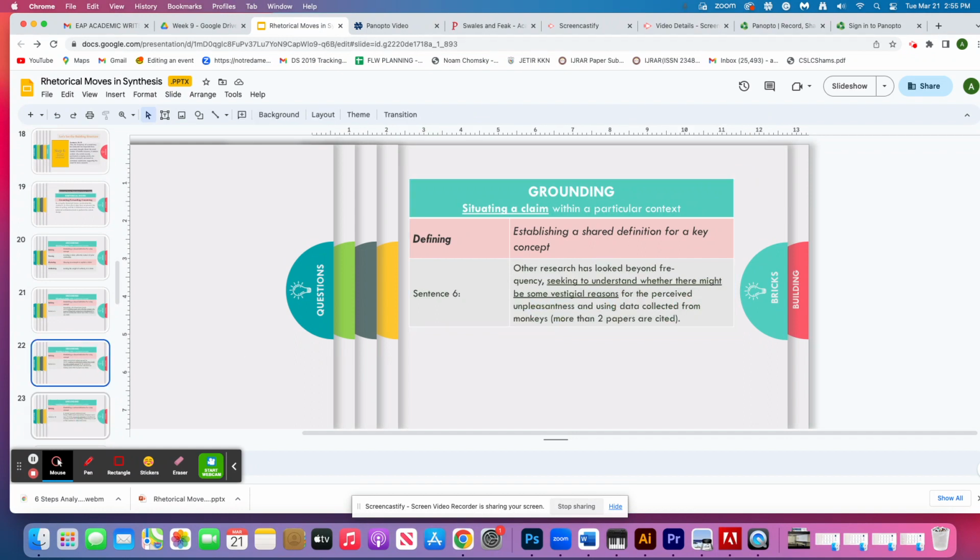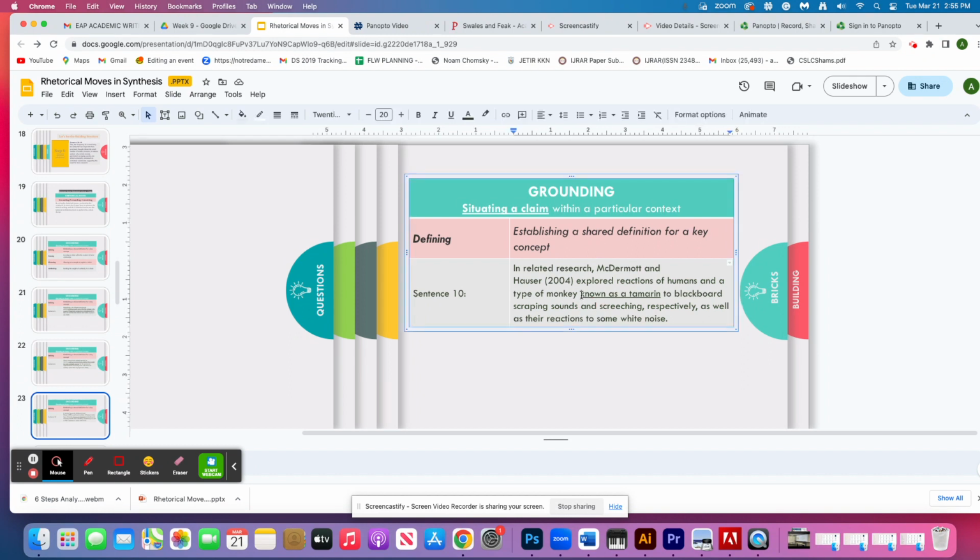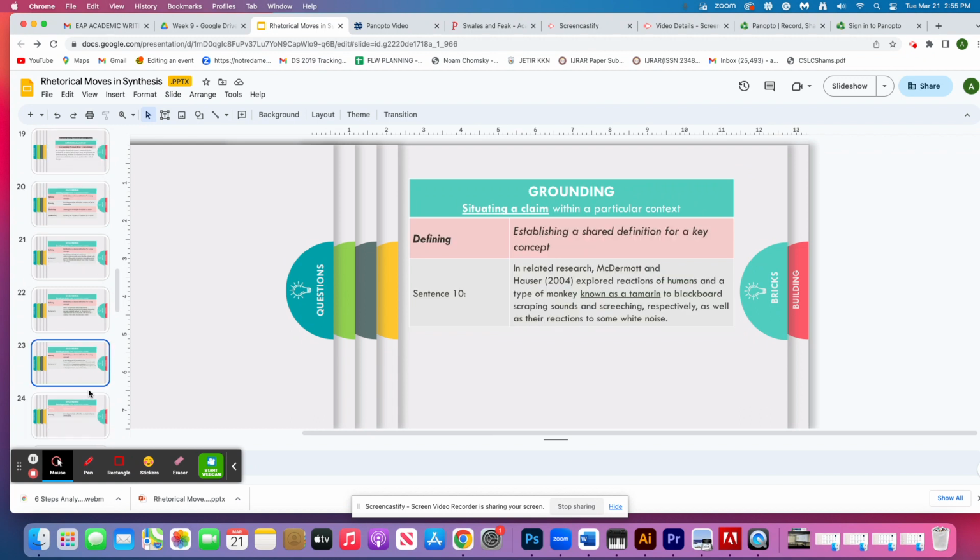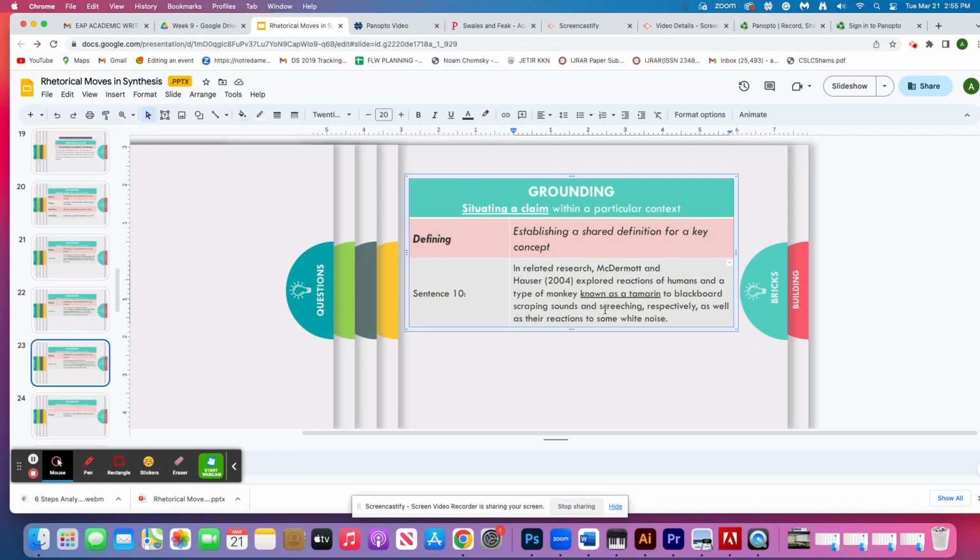That's sentences 6, 3, 6, and 10. Here we have 2 definitions, by the way. Let me be very clear. One is what is tamarin. That's one definition. Another definition is not literally a definition, but actually trying to define the idea of this concept of this particular unpleasant sound.